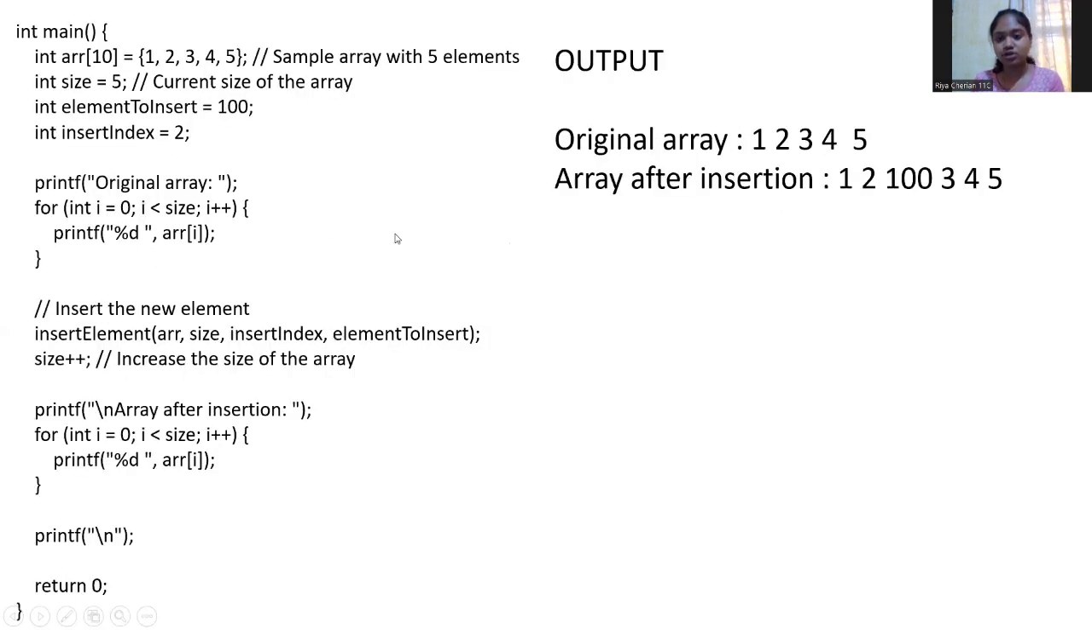For this program, the original array is 1, 2, 3, 4, and 5. Array after insertion is 1, 2, 100, 3, 4, and 5. Here 100 is the inserted element and 3, 4, and 5 have shifted to its right side.